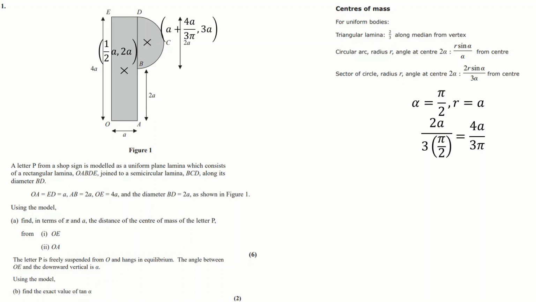And now, of course, we just need to work out the areas of these two shapes. So just a times 4a is just 4a squared, and then this is a half times pi r squared, where r is a, so it's just pi a squared over 2.